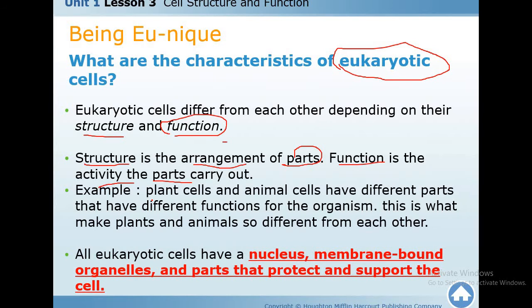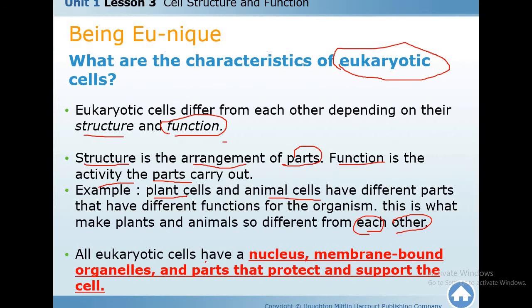For example, plant cells and animal cells have different parts that have different functions for the organism. This is what makes plants and animals so different from each other. Plant cells have different organelles than animal cells, so each cell has different parts and also different functions.